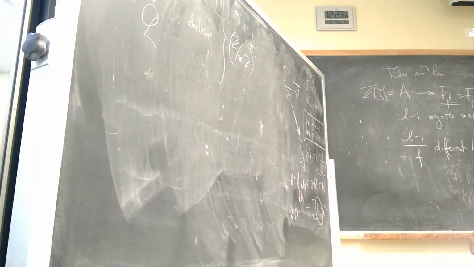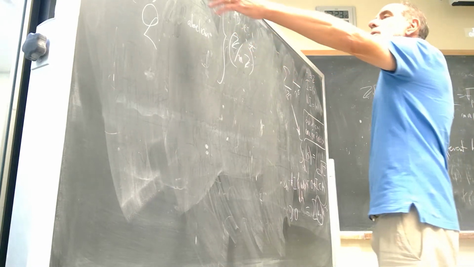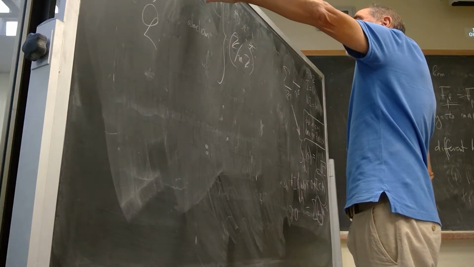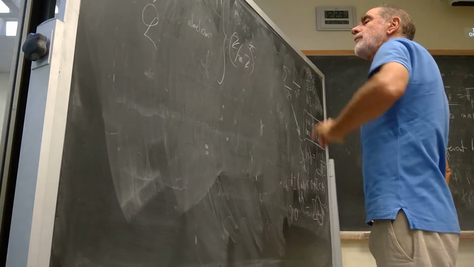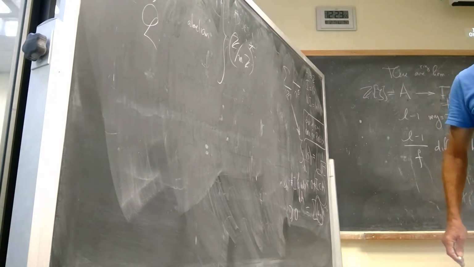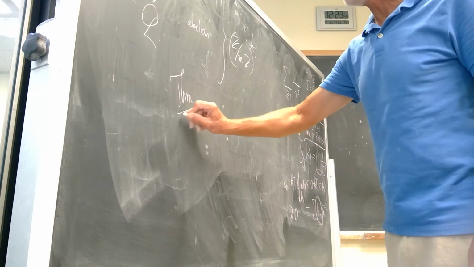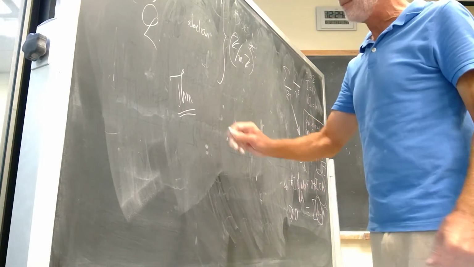So by the Kronecker-Weber theorem, an abelian field is contained in a cyclotomic field, and so it corresponds to a subgroup of this group for some m. Okay, and then it turns out, theorem, and that's the generalization of what we did for quadratic fields.